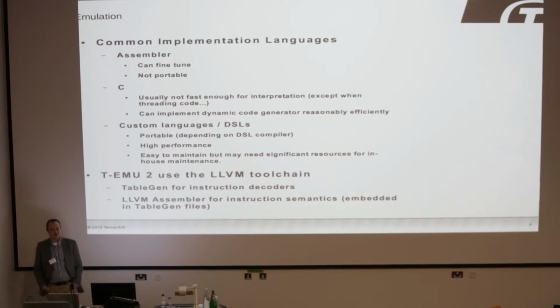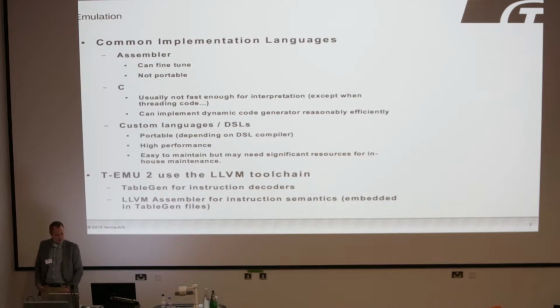Assembler is nice because you can fine-tune it, and in an emulator you're counting instructions. So to simulate an add instruction on a Sparc, you need to fetch two virtual registers, you need to add them together, you need to store the result. So the fewer instructions you can have for this, the faster your code will be. You can fine-tune assembler quite well, it's really nice, but it's not portable, as we all know.